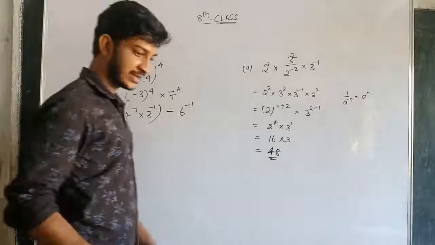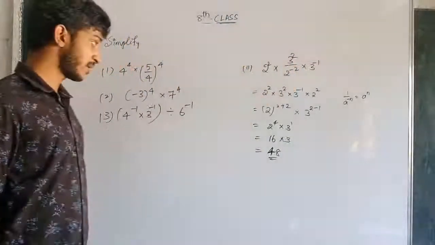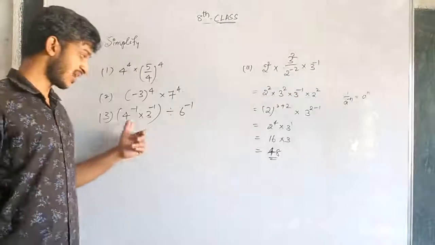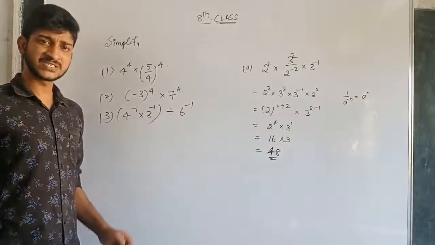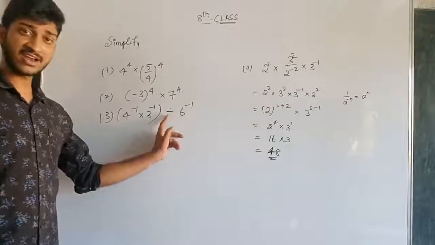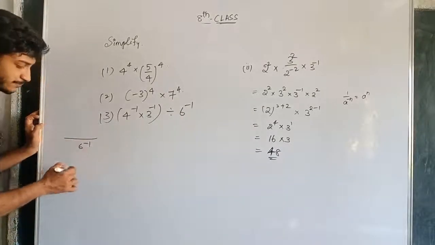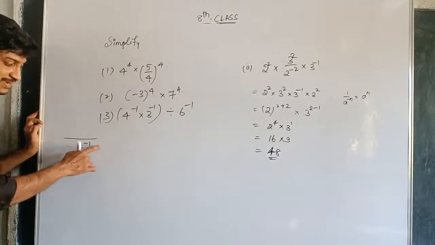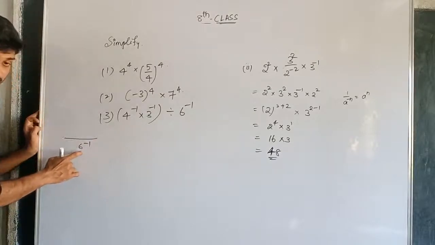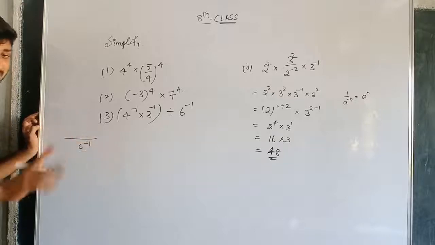Okay, here I gave 3 problems. Solve these 3 problems. See here, the third problem is divided by 6 power minus 1. Divided by means we can write this as numerator by 6 power minus 1. Sorry, it is in the denominator, that's why I am taking this to the numerator and solving.